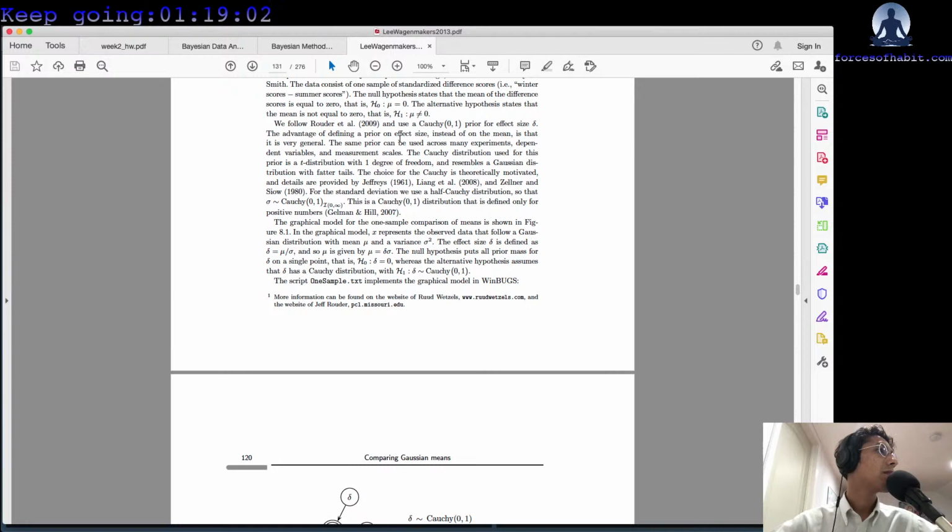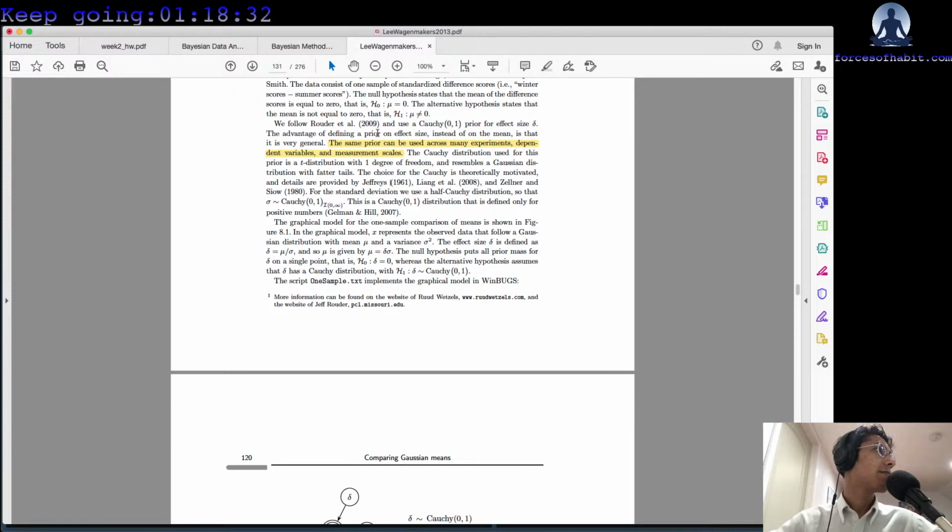So we're defining a prior based on the effect size here. The value of doing so is that the same prior can be used across many experiments. That's because effect sizes don't have a scale, in the sense that they generalize across experimental designs.